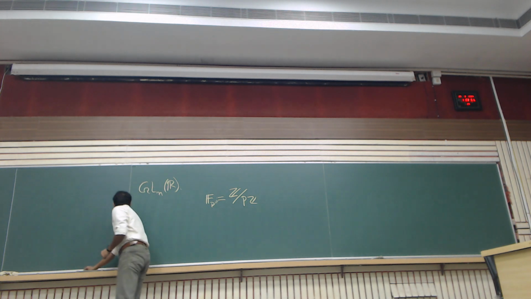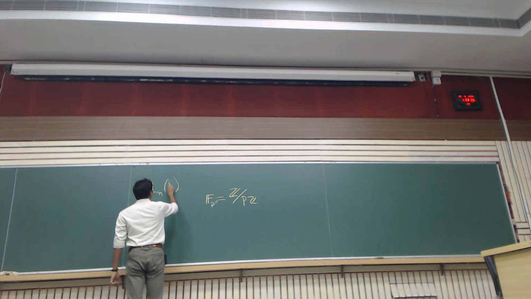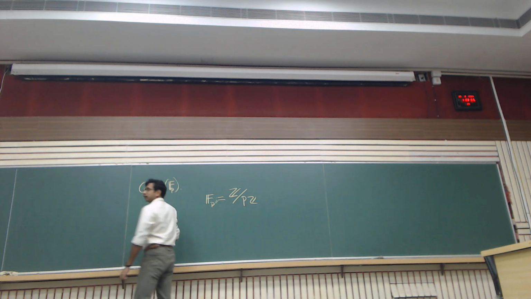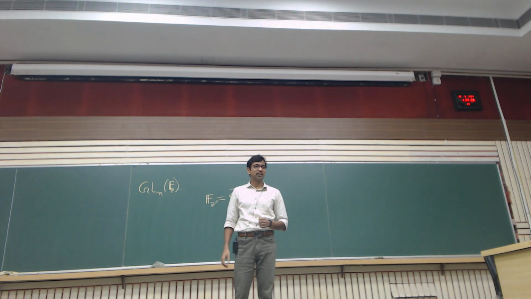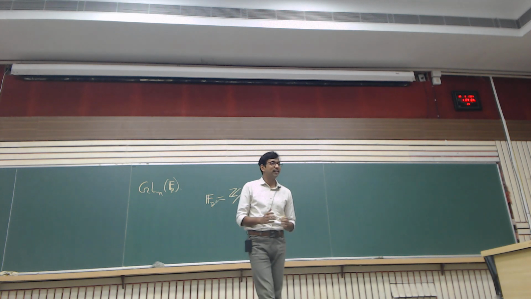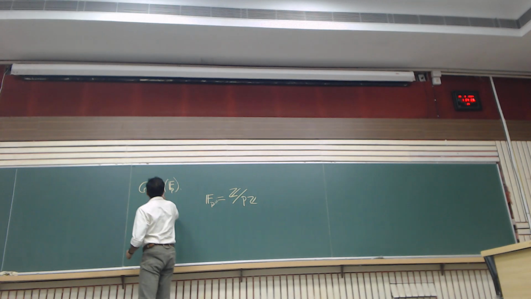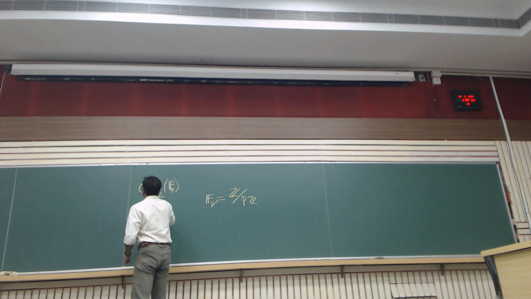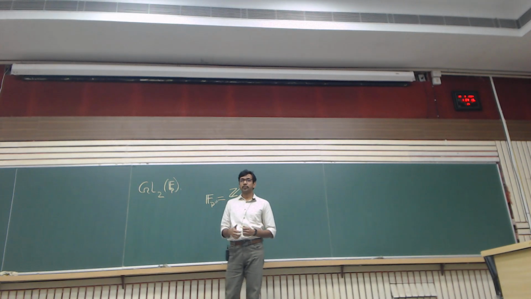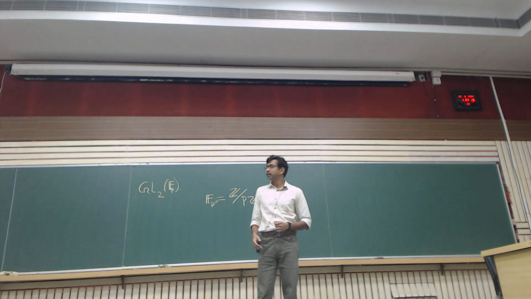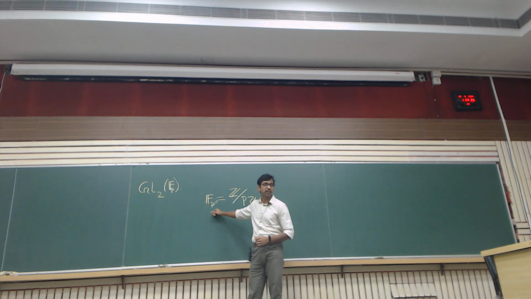Now, how many elements are here? Do you know this? Well, can you give me an upper bound? GL_2. Can you give me an upper bound for the number of elements? It's a set of invertible matrices over this finite field F_p.